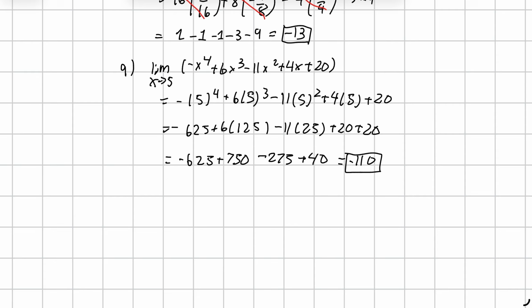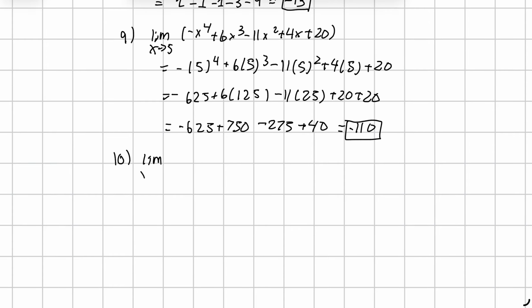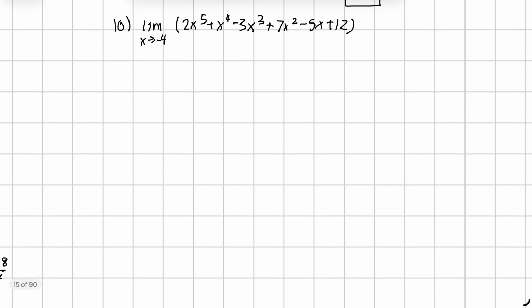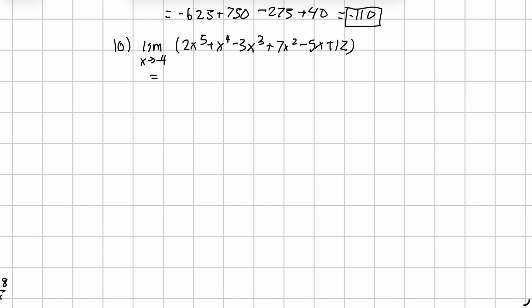For our final example, let's do the limit as x approaches negative 4. So we have a function 2x to the power of 5 plus x to the power of 4 minus 3x to the power of 3 plus 7x squared minus 5x plus 12. So for all of our x values, we substitute in negative 4. We have 2 times negative 4 to the power of 5 plus negative 4 to the power of 4 minus 3 times negative 4 to the power of 3 plus 7 times negative 4 squared minus 5 times negative 4 plus 12.